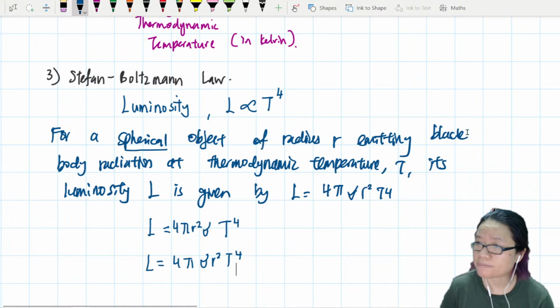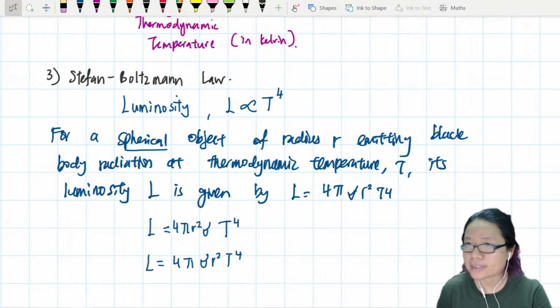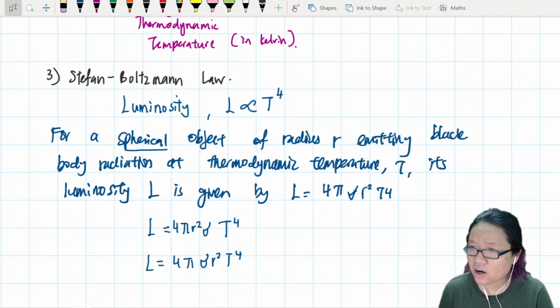It's the same equation. Let me double check and see which one is given to you in the syllabus, because your syllabus is the one that decides how you will use the equation.